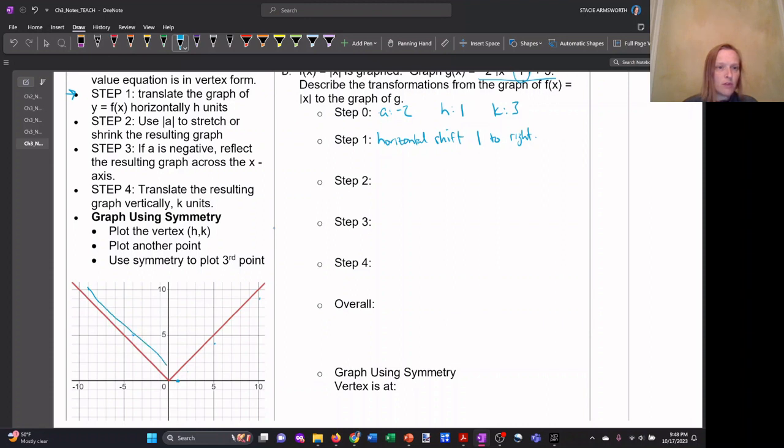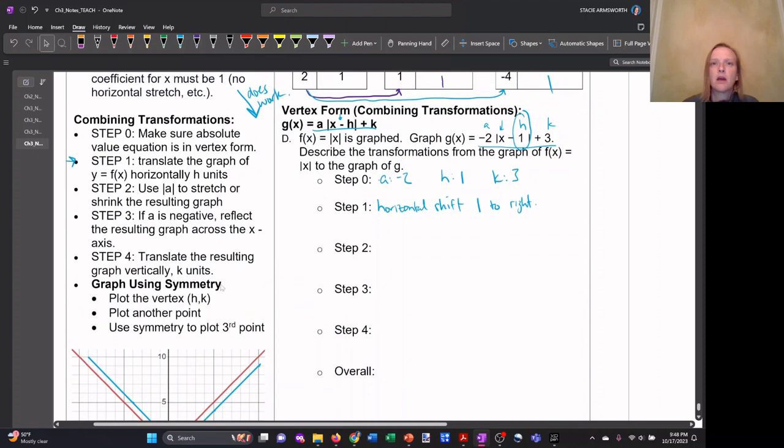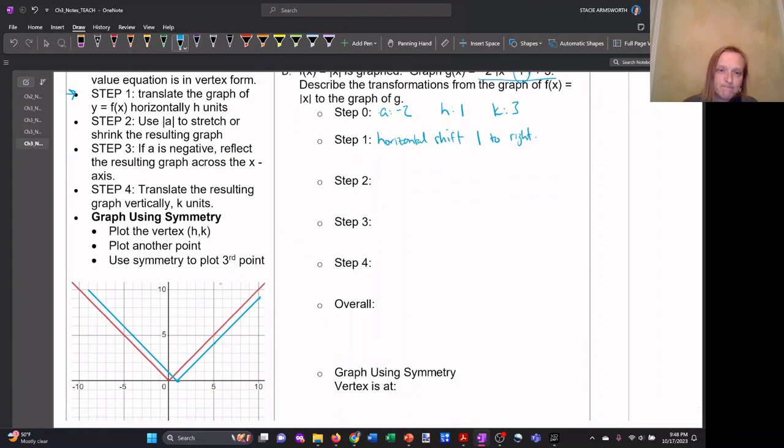So the graph looks like this. And that's my plot of step 1. So let me do step 2 in a different color here.